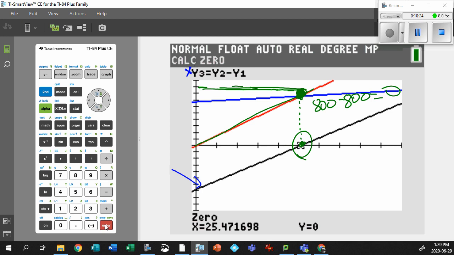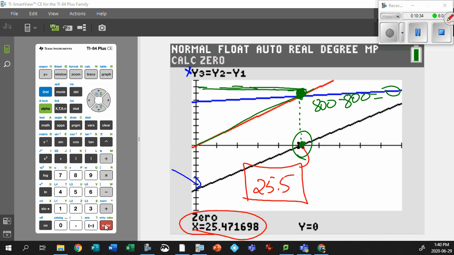And if you see that 0 value, it's at 25.47. In other words, 25.5 books. Once you've sold 25.5 books, you break even. You're right there. Notice it blinking. But wait a second. How do you sell 0.5 of a book? You can't. So your break-even point is actually at 26 books. Okay, so you have to sell at least 26 books, then you start making a profit.